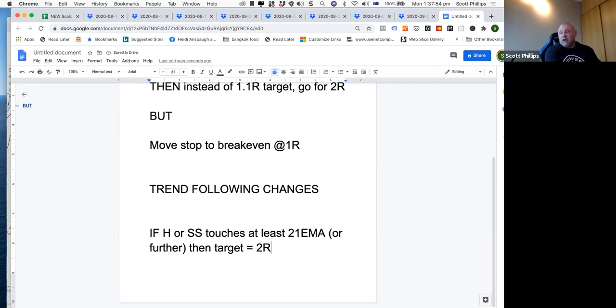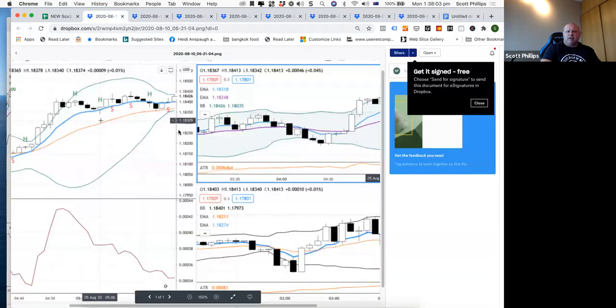Now, a couple of things I want to point out here. There's no requirement for high and tight on hammers and shooting stars, so that's irrelevant. The second thing is we're not moving the stop to break even, and the reason for that is when you're edging up like this, it's very common for it to back and fill. We're going to be stopped out at break even a lot of the time, so we don't want that.